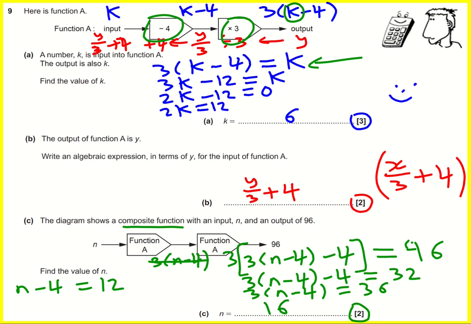We can check if we want to. So let's imagine I put 16 into here. When I put it into function a, I'm going to minus 4 to give me 12. I'm going to times by 3. That will give me 36. If I then put it in again, I minus 4. That's going to give me 32. I times it by 3. And I do indeed get 96. So another little self-checking mechanism, to check our answer.